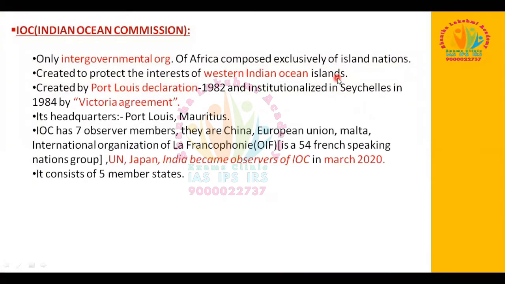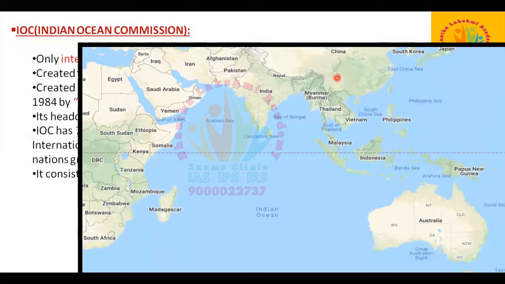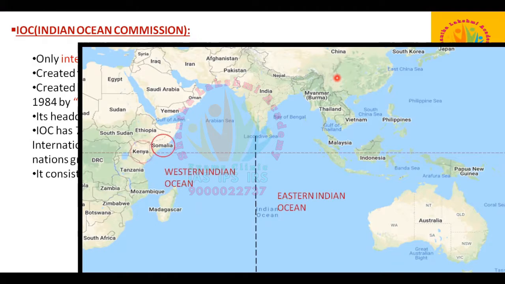Before going into further details, let us familiarize ourselves with what constitutes the Western and Eastern Indian Ocean. If you look at the map, the Indian Ocean can be roughly divided into the Eastern Indian Ocean and the Western Indian Ocean. Countries like Somalia, Kenya, Tanzania, Mozambique, South Africa, Madagascar, and some others come under the Western Indian Ocean, whereas countries like India, Sri Lanka, Malaysia, Indonesia, Australia, and some others come under the Eastern Indian Ocean. I hope you are now clear.